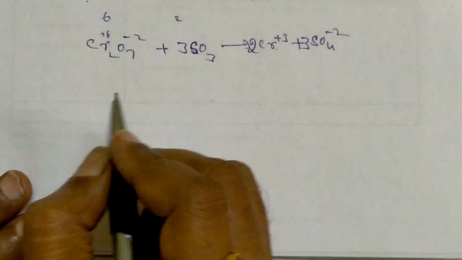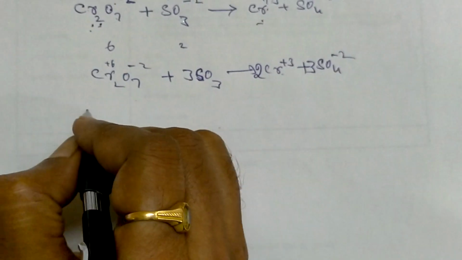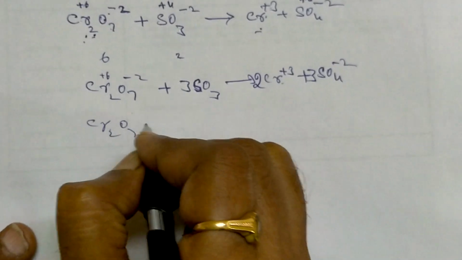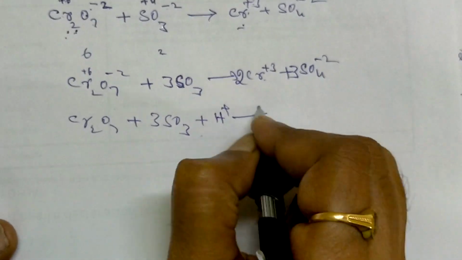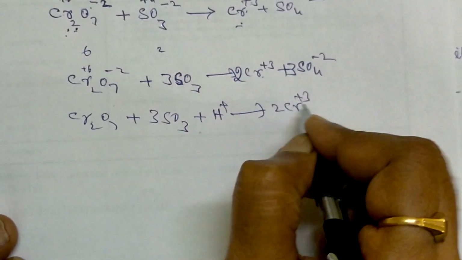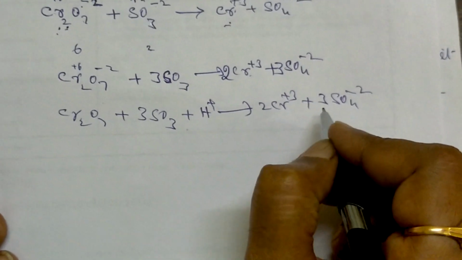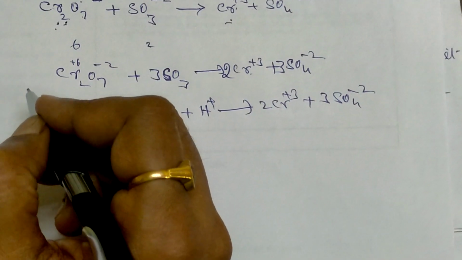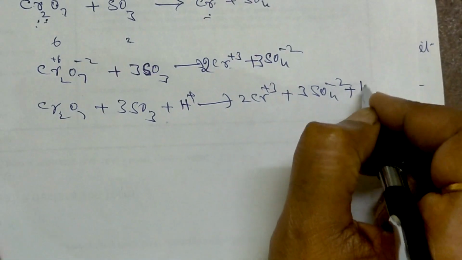Now, next step, what we have to write? It is in acidic medium, so we have to add H plus. Cr2O7 plus 3 SO3 plus H plus gives chromium plus 3 plus 3 SO4 minus 2. So we added H plus, and water is at the other end.